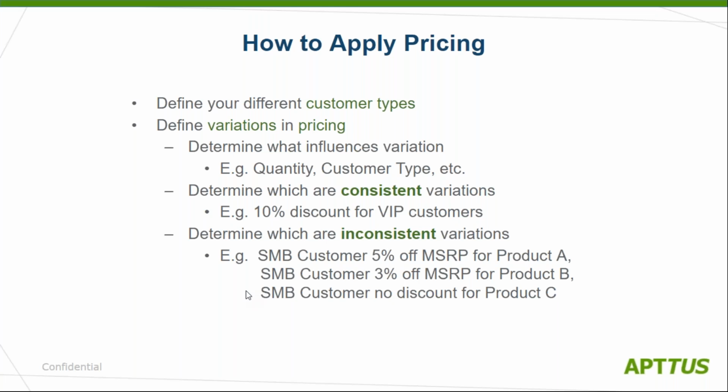So determine what influences variation. It can be quantity, customer type, and many others as well. For consistent variation, we know this is a variation that we see in every industry, that there are VIP customers in every industry where we are selling products. They always have discounts for a particular set of customers. Okay, so 10% discount for VIP customers.